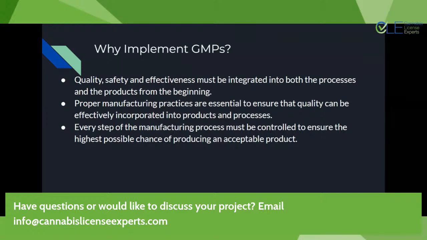Okay, so why are you going to implement GMPs within a cannabis facility? You've already gone through GPP, so why are we doing GMPs? Number one, quality, safety, and effectiveness must be integrated into both the processes and the products from the beginning stages. Proper manufacturing practices are essential to ensure that the quality can be effectively incorporated into products and processes, and that every step in the manufacturing process must be controlled to ensure the highest possible chance of producing an acceptable product.